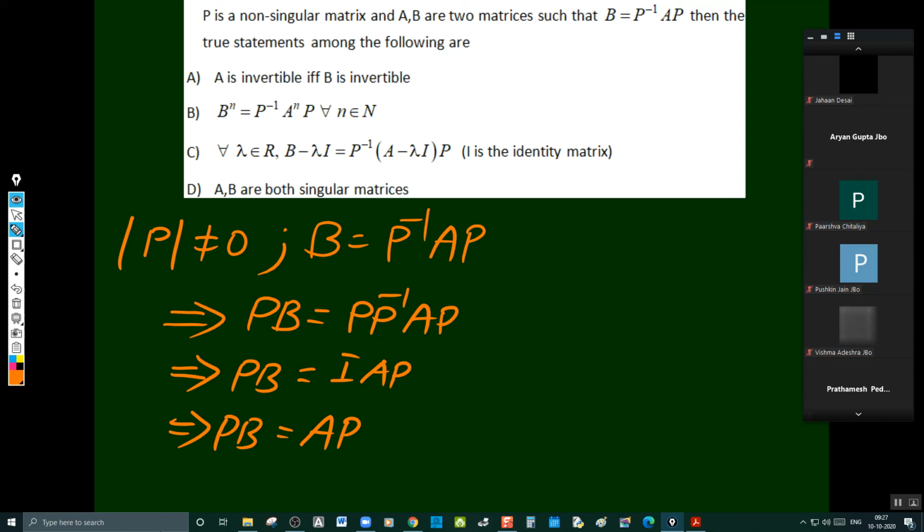Yeah. Now, after this, let us take det on both sides. With det of PB is equal to det of AP.